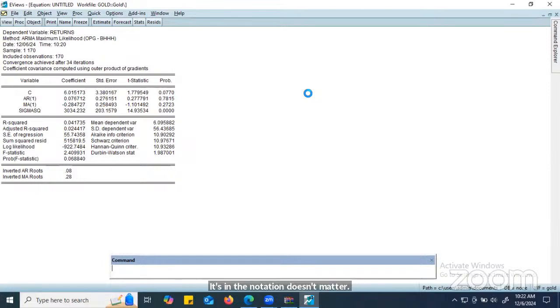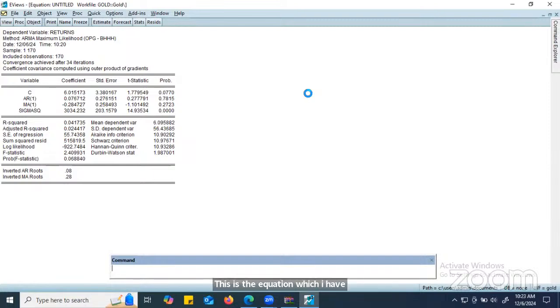Alpha plus beta 1 delta YT minus 1 plus beta 2 delta UT minus 1 plus UT. Don't forget the error component, UT. This is very important. Okay, fine. Got it? This is the equation which I have estimated.